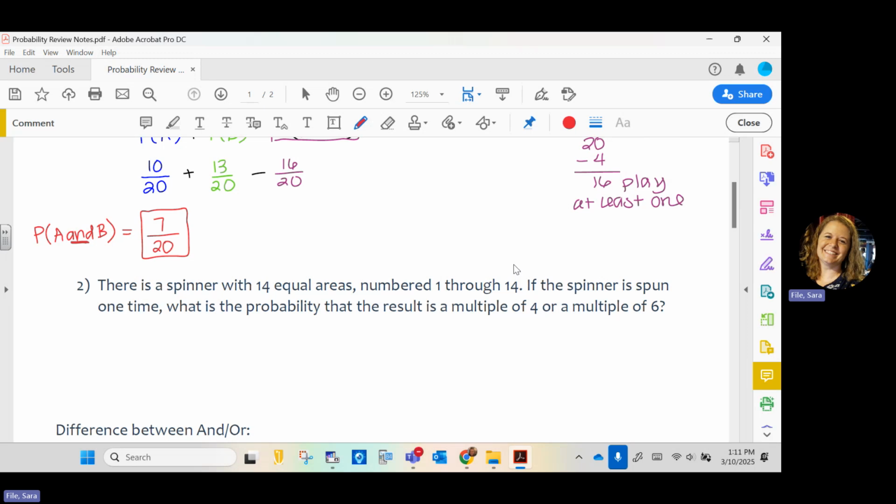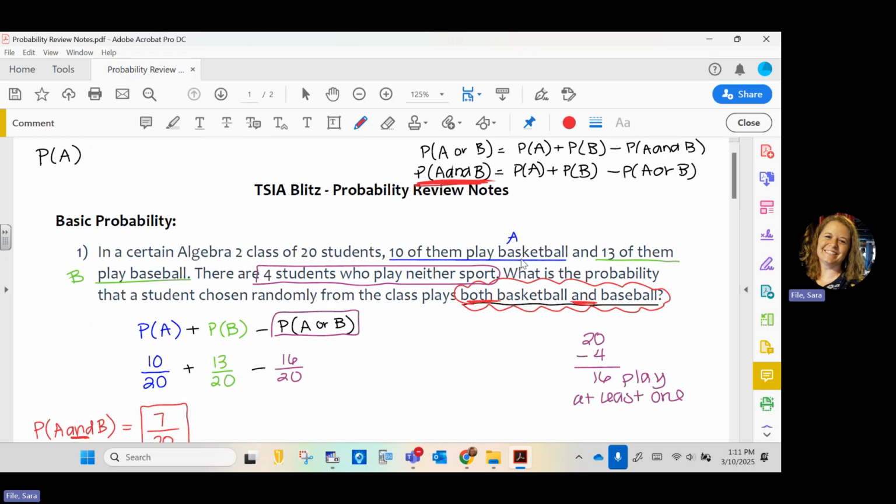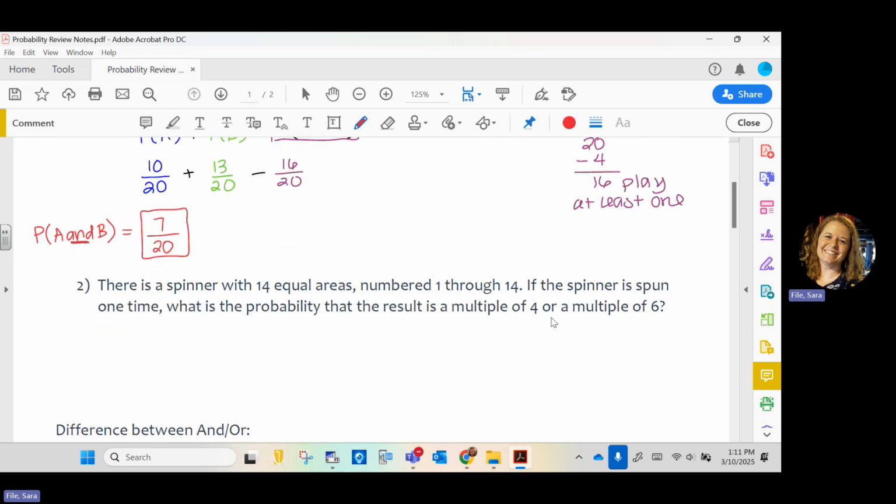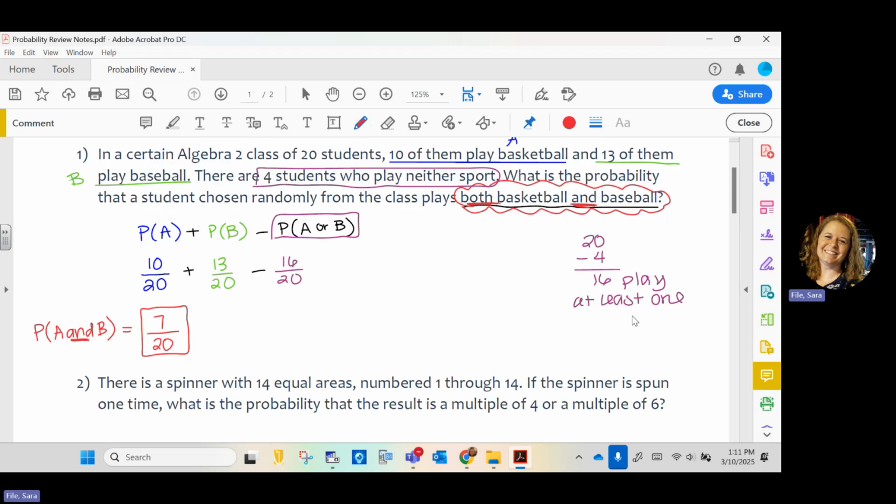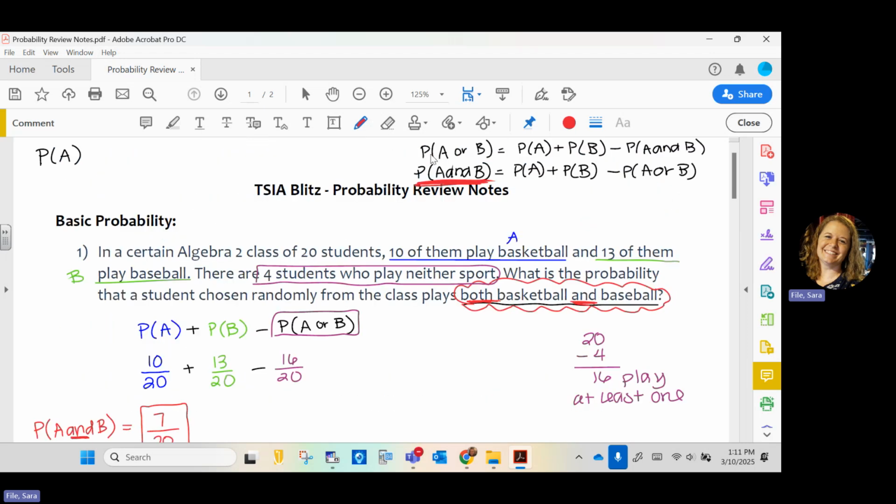I can use this same formula that we talked about up here. This one says or. It says a multiple of 4 or a multiple of 6. So I'm actually looking for this or piece up here. So I'd use this top one. So I'm going to take the probability of getting a multiple of 4 plus the probability of getting a multiple of 6 minus the probability of both. The number we land on is both a multiple of 4 and 6.